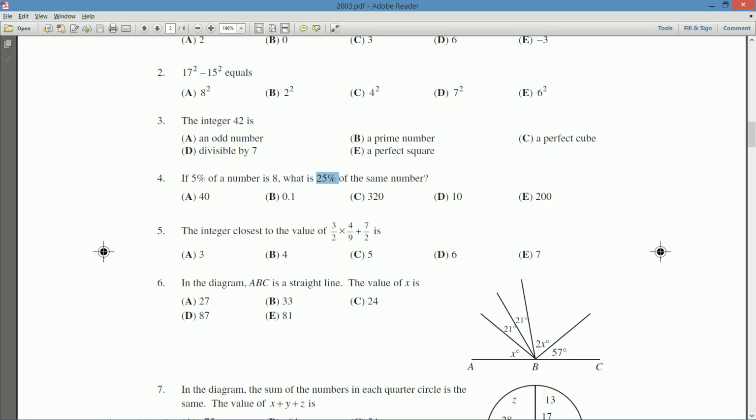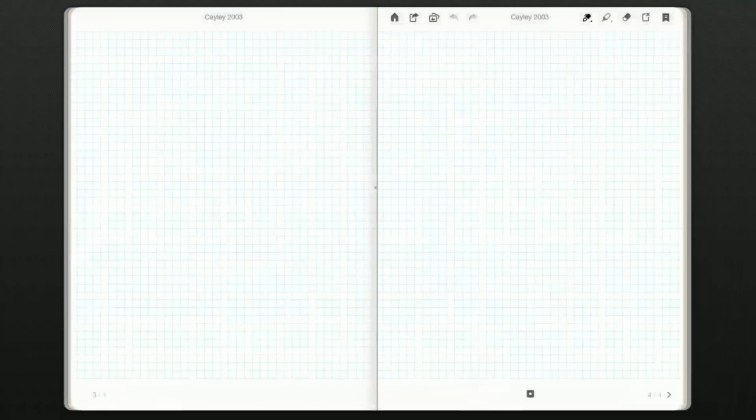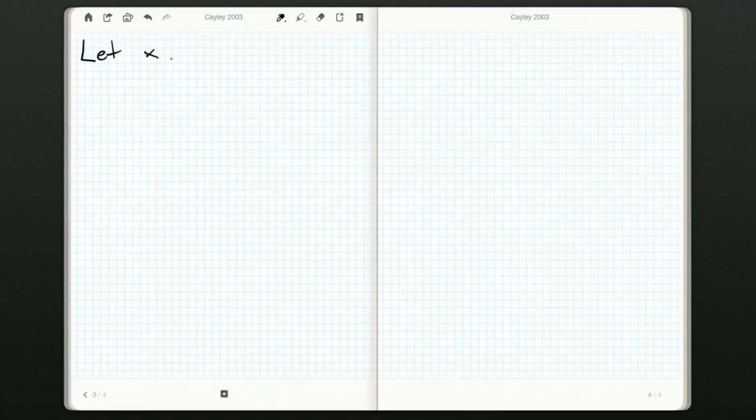Question number 4 says, if 5% of a number is 8, what is 25% of that same number? So we're being told there is a number and 5% of it is 8. I don't know what this number is, but maybe I'd like to figure out what it is. So I'm going to say, let x be our mystery number. We're going to use a little bit of algebra.